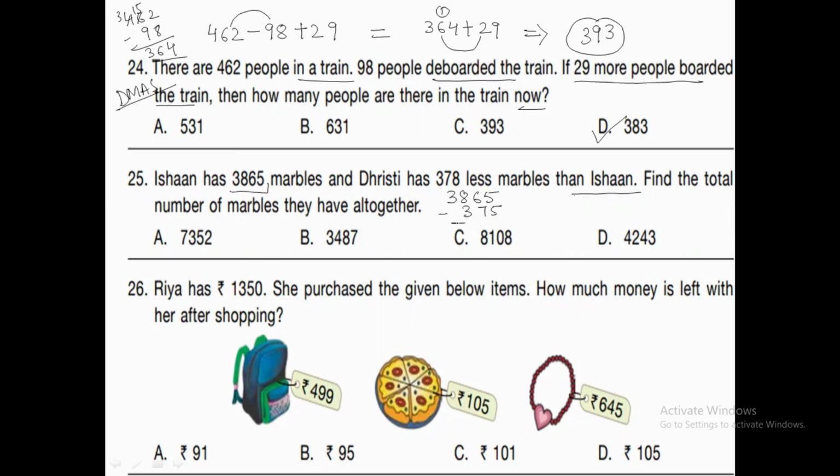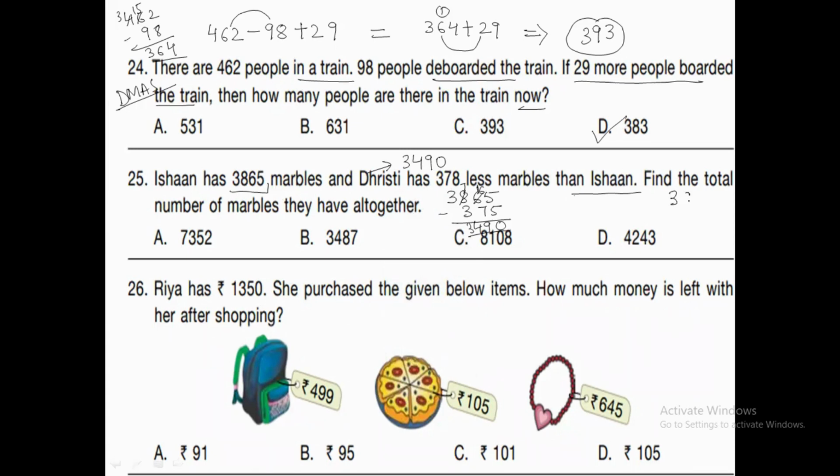So what are we getting? 5 minus 5 is 0. We cannot subtract 7 from 6, so we have to borrow. It becomes 16. Now we subtract 7 from 16, so we get 9. Then this becomes 7. Now 7 minus 3 is 4. So we are getting 3,490. So the number of marbles that Drishti has is 3,490. Correct?